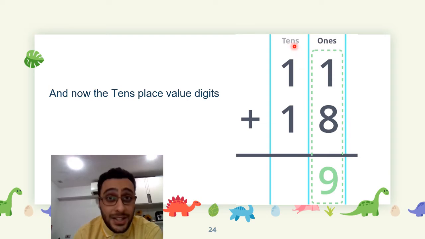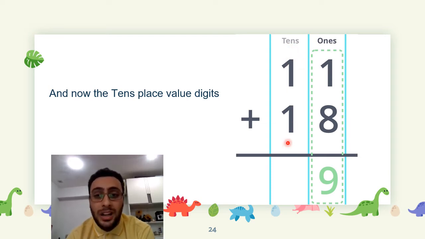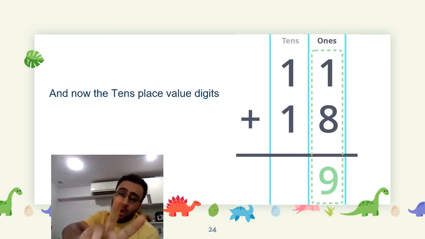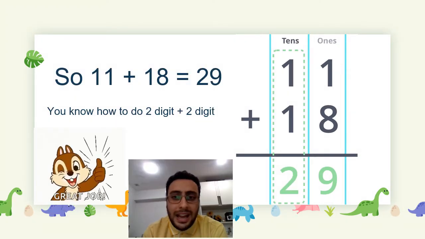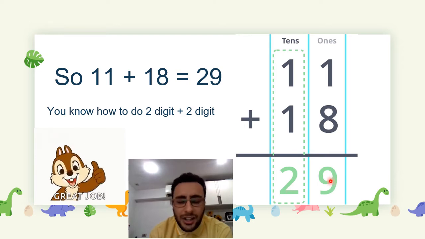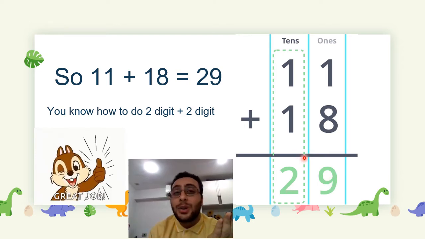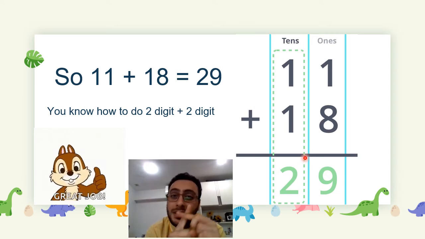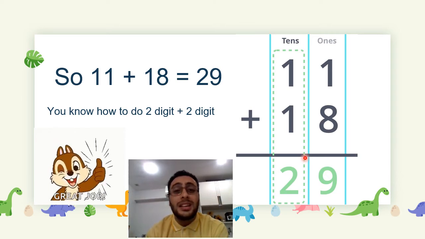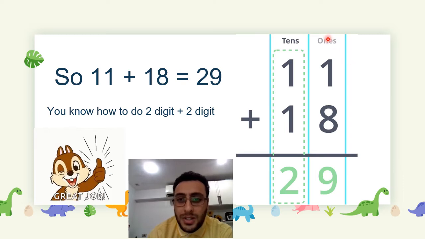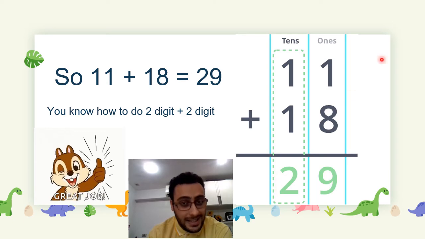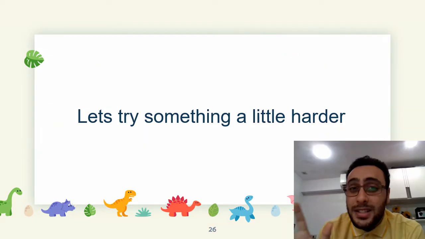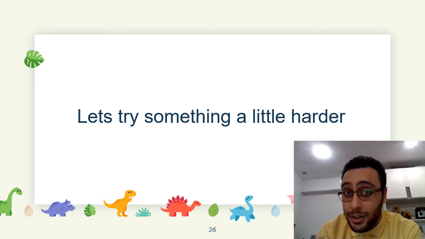Super easy. Now we move on to the next. We add tens together. 1 plus 1 equals 2. Super duper easy. Okay. So now we have the answer. It's finished. The answer is 29. Great job. Now you know how to add 2-digit plus 2-digit numbers. Easy. So remember, first we start with the ones. When it's finished, we go to tens. Let's do one more. Let's try something a little harder, okay?